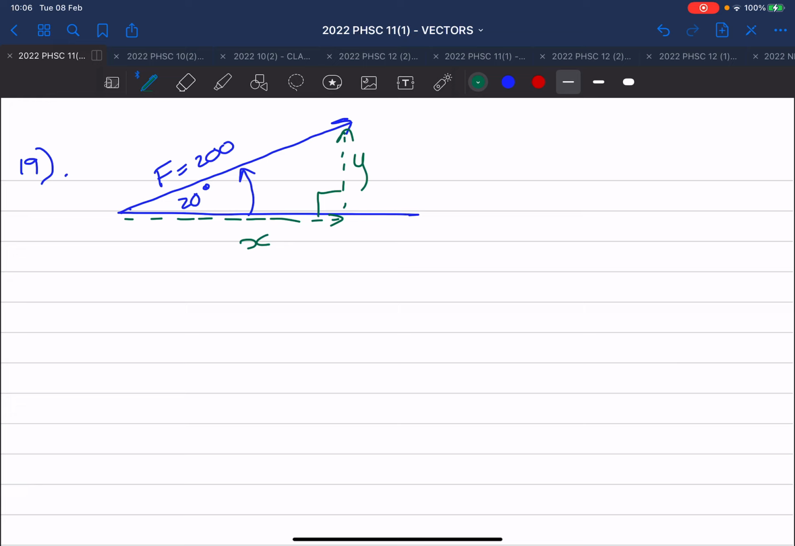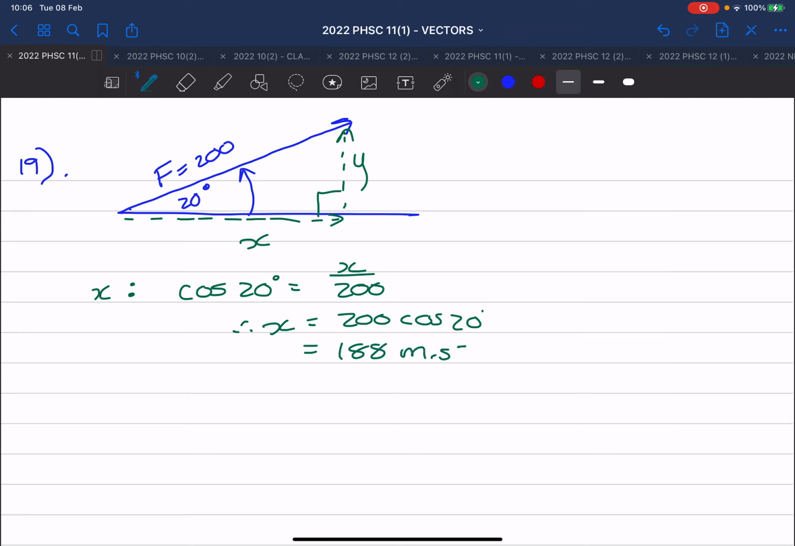Which one did you calculate first, y or x? X. Okay, if you want to calculate x, how did you do that? Use the cos of 20 degrees is x over 200. So you get x to be 200 cos 20, and that is what? 188 meters per second.